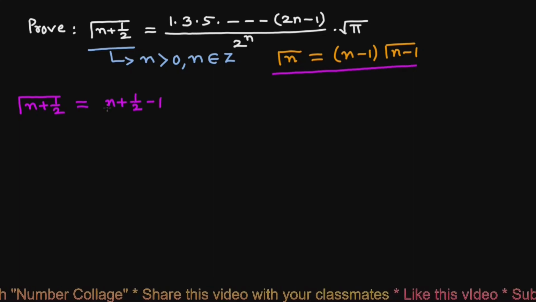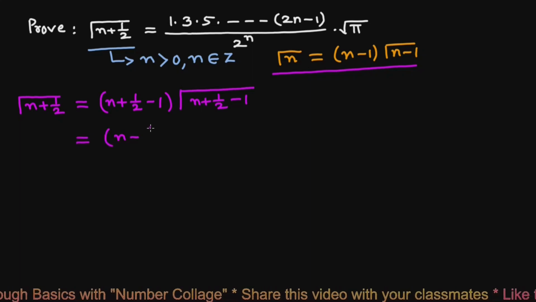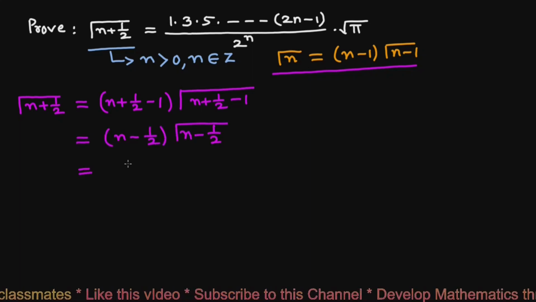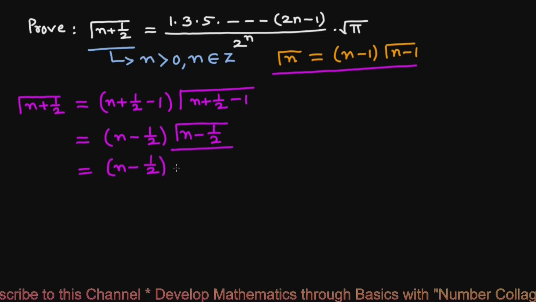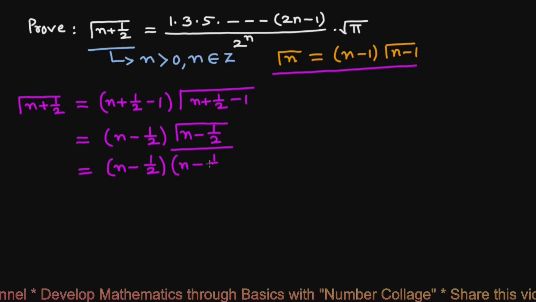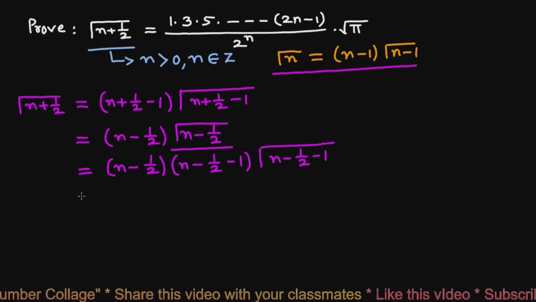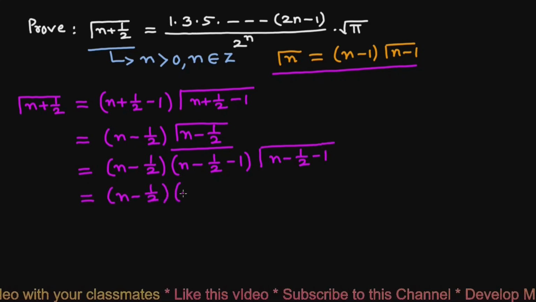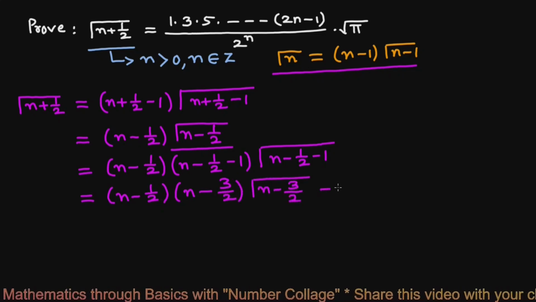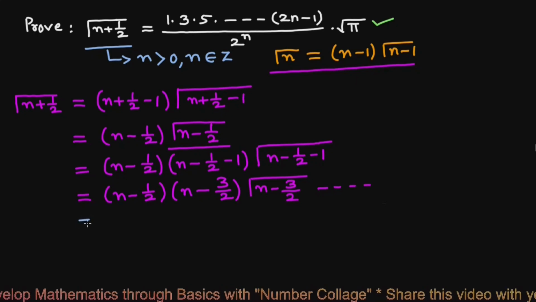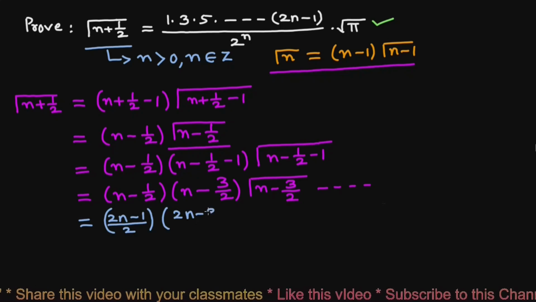Now we will expand gamma n plus half, which, according to this property, will be n plus half minus 1 into gamma n plus half minus 1, which is n minus half gamma n minus half. This will be n minus half into, expanding gamma n minus half as n minus half minus 1 into gamma n minus half minus 1, n minus half into n minus 3 by 2 gamma n minus 3 by 2, so on and so forth. This further will be 2n minus 1 upon 2 into 2n minus 3 upon 2.